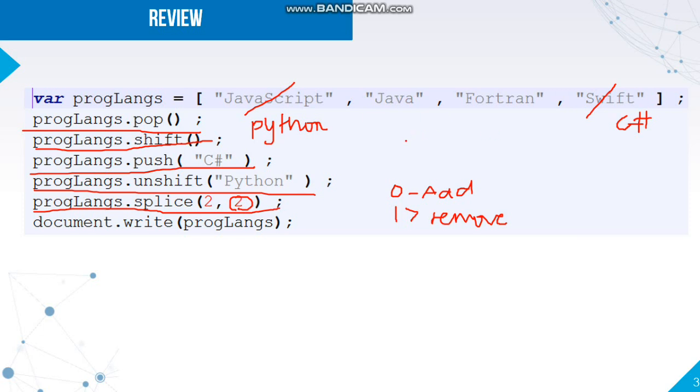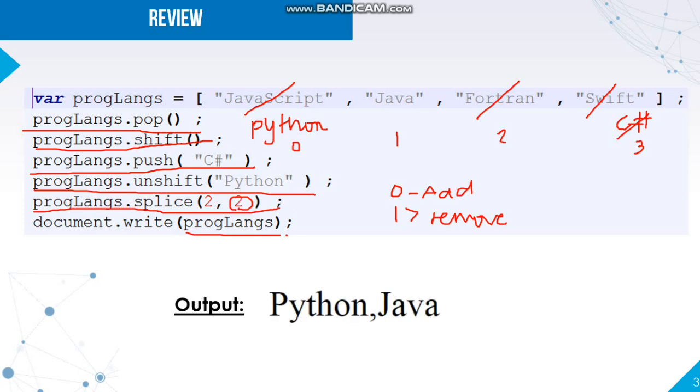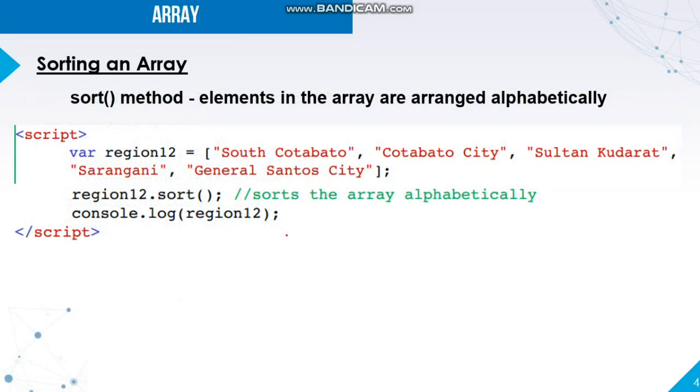So in this case, we're going to remove Fortran and C#, because we have index 0 for Python, Java is 1, Fortran is 2, and C# is 3. So with this particular scenario, if we print out programs, the result will be Python and Java. Now let's proceed to the sort method.